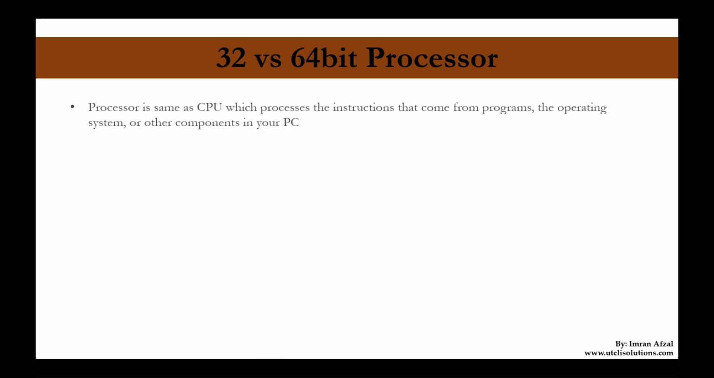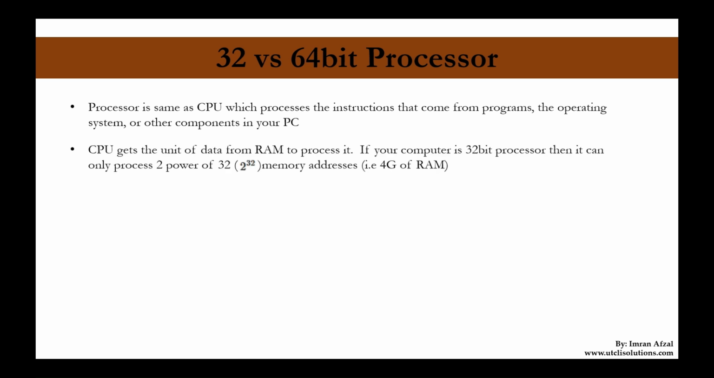A processor, first of all, is the same as CPU, which stands for Central Processing Unit, which processes the instruction that come from programs, the operating system, or other components in your computer. All right, so let's put it this way. CPU, we know, gets the unit of data or that information from RAM. RAM is memory, and when it gets it, it processes it. Now, if your computer is 32-bit processor, then it can only process 2 power of 32 memory addresses, and that equates to 4 gig of RAM. So it means your computer cannot process more than 4 gig of data at a time.